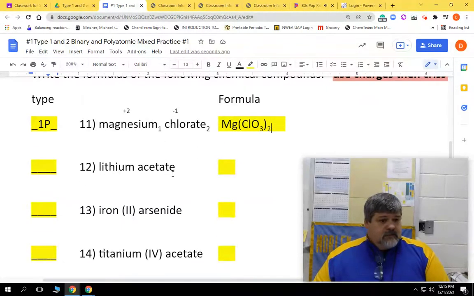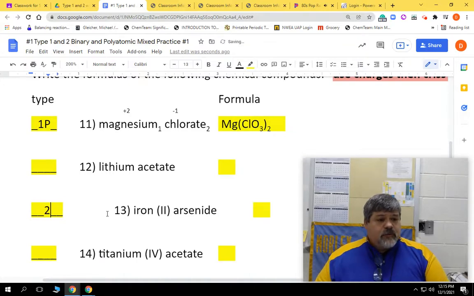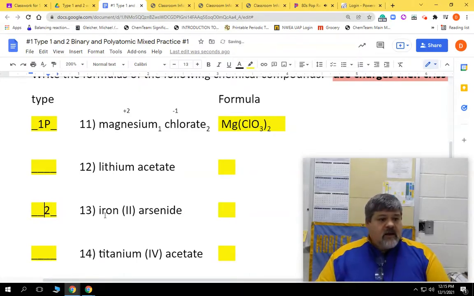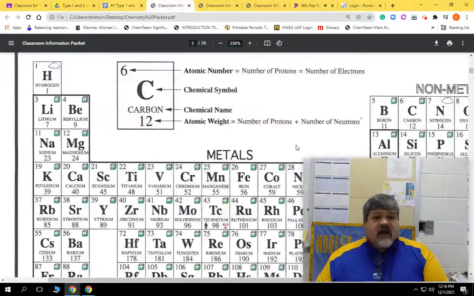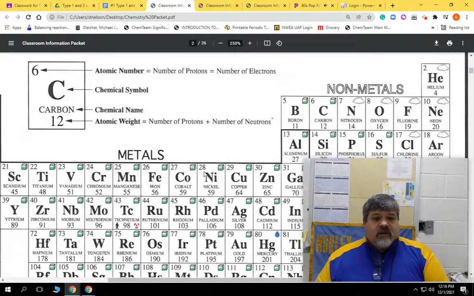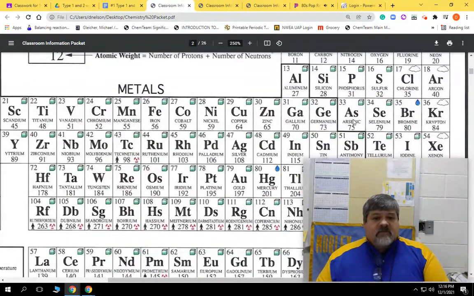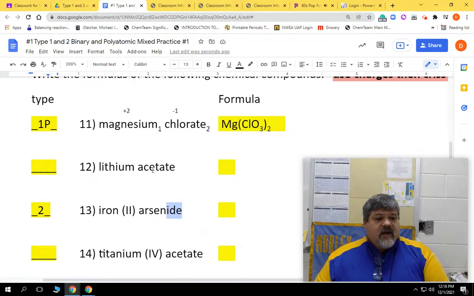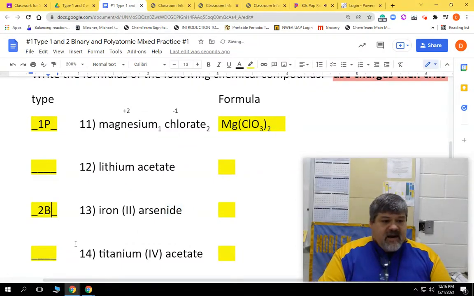Okay. Let's go to this one right here. We have iron 2 arsenide. Now, iron 2, the Roman numeral, tells us that it is type 2. Okay, so that's good. Now, is it polyatomic or is it binary? Well, it ends in "ide." Arsenide would actually be arsenic. So if I scroll this over and I just move this up, arsenic, it's above the line there. So that is going to be binary.